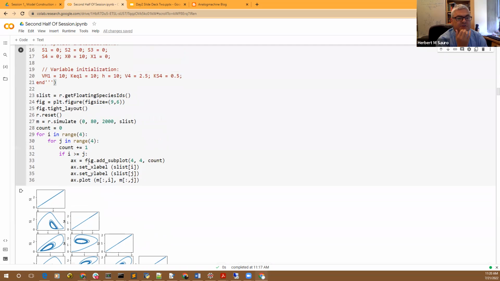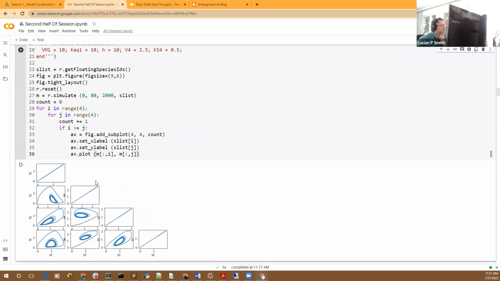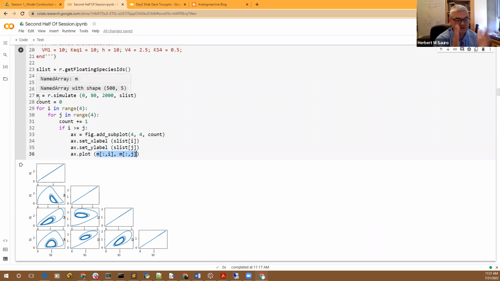So I'm using this thing called a subplot. This is a thing in Matplotlib. I'm doing a 4x4 grid. I'm not bothering to plot the ones above the diagonal because they're just a mirror image. So I'm doing this check here. Anything above that, I don't bother to plot. Then I'm just pulling out the required data columns from M to plot each species against every other species. Okay, so I've got the labels wrong.